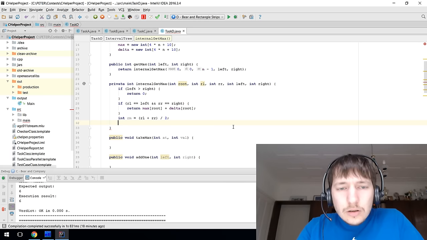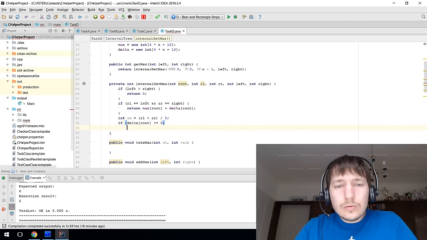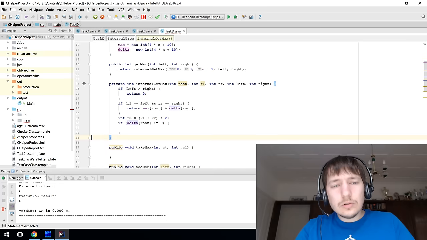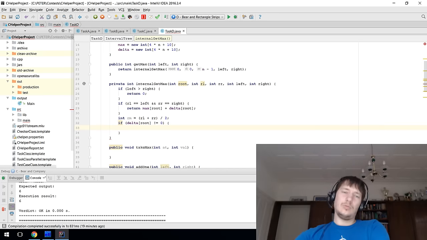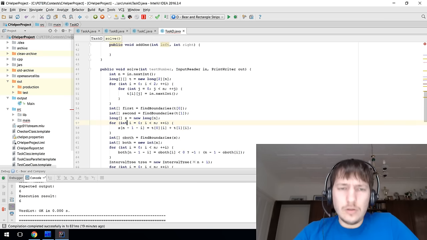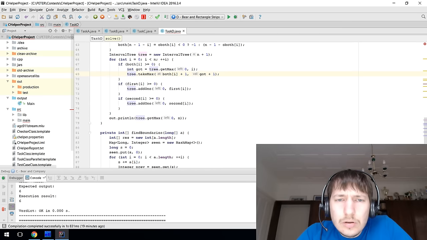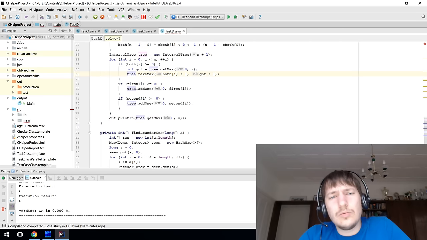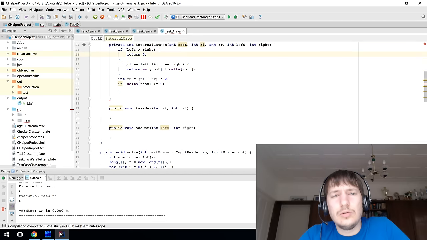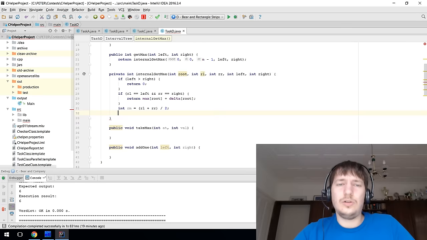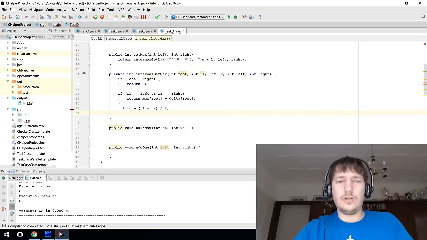Okay, so here, if delta root not equal to 0, then we propagate it down, but do we need? No, right? We cannot have any. So basically every time we take max, it's always to the right of the last possible add one, right? So basically delta will always be. So we can just not do anything here and just do.